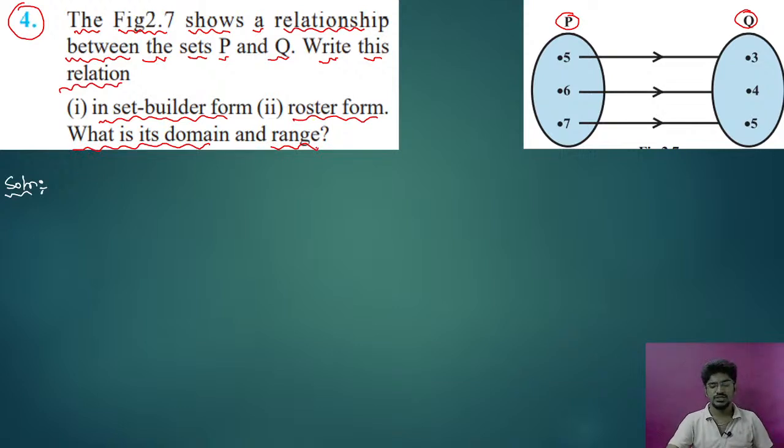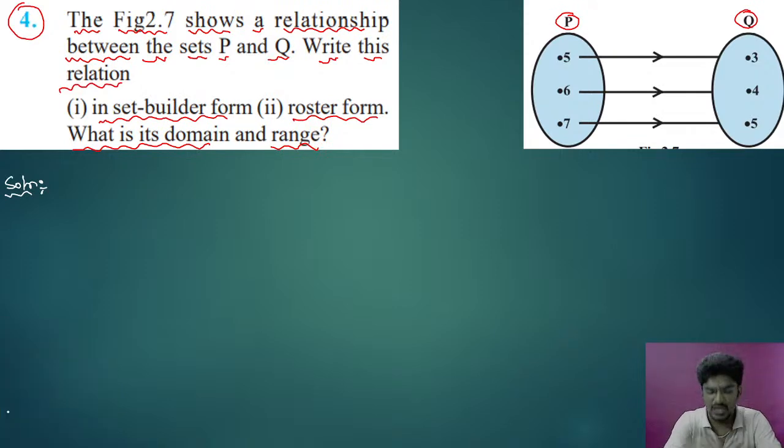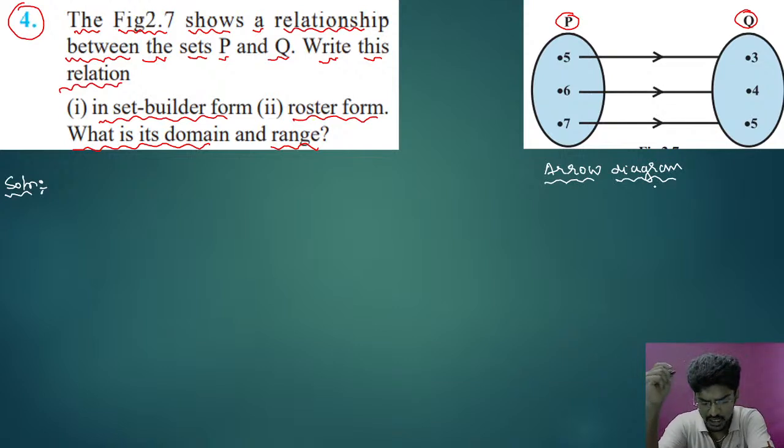Okay, students. So first you see, what is this diagram? This diagram is called the geometrical representation of your relation, and it is also called an arrow diagram, because it is very important to understand for most of the CET problems. You first understand it.